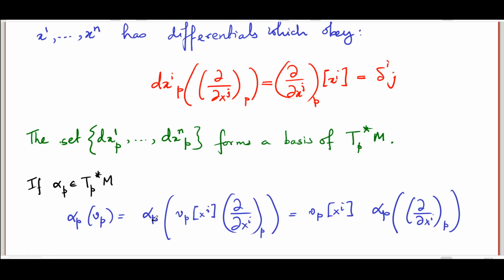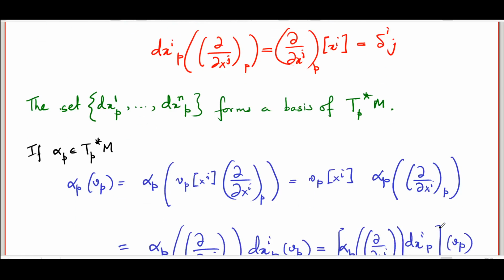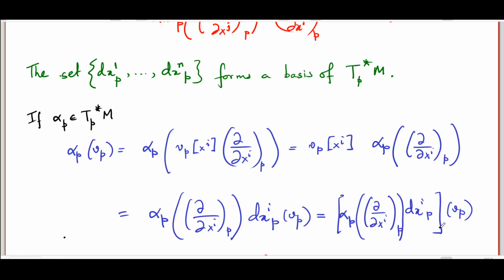Now, because alpha p is linear and these Vp xi's are just numbers and this is just a linear combination, this is going to be the same as Vp xi multiplied by alpha p acting on del xip. Note that alpha p acting on del xips are just n numbers. Now, we have just rewritten that here with a slight twist. We have just shifted the order of these two terms, and we have recognized that Vp xi is by definition of dxip the same as dxip acting on Vp.